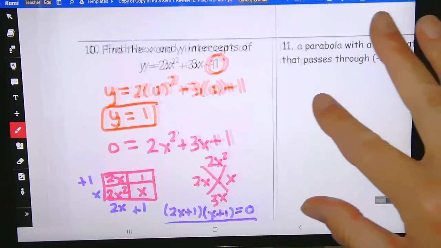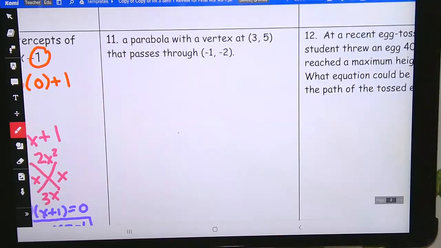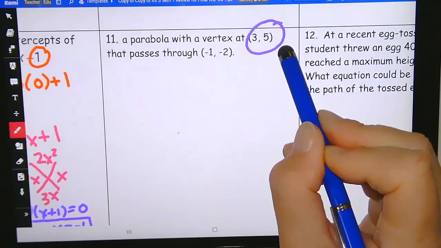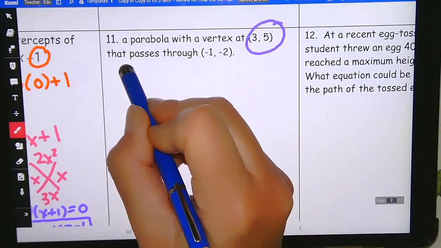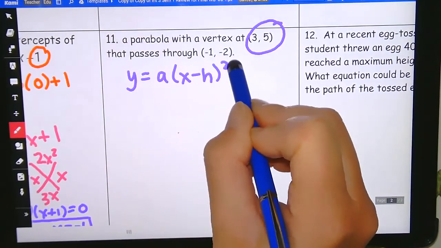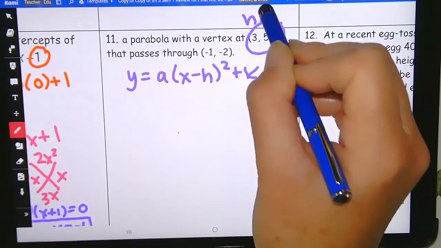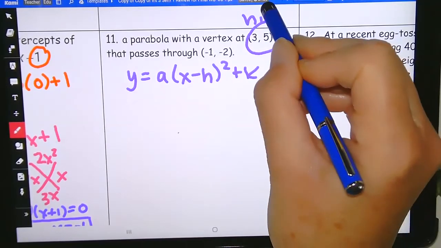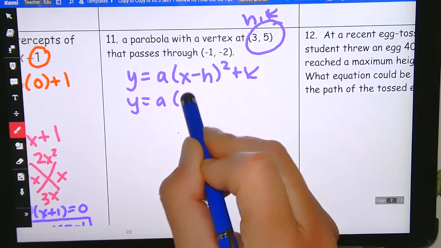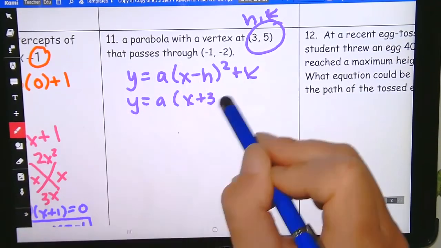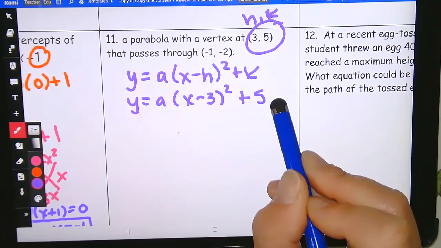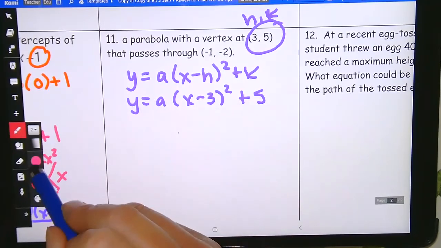On number 11, we want to write the equation of a parabola with this as its vertex and going through this point. So a general equation of a parabola in the nice form is y equals a times x minus h squared plus k. And this is your h comma k here. So I'm going to have y equal to a, and then since this is a 3, this is going to become x minus 3 squared plus 5.